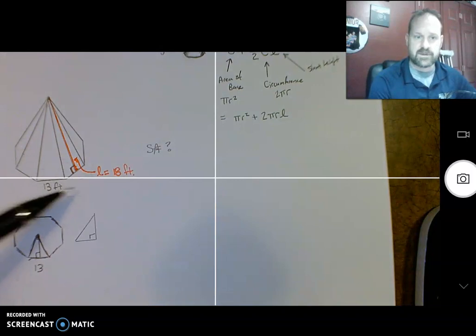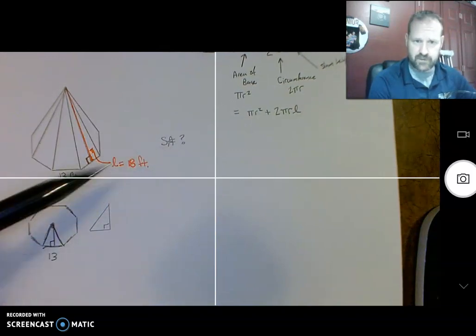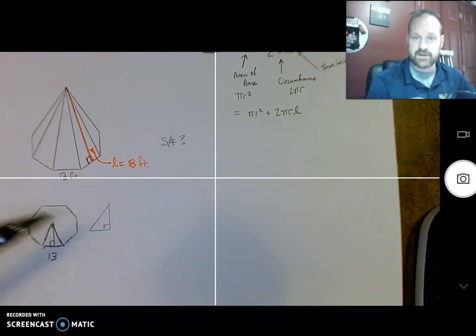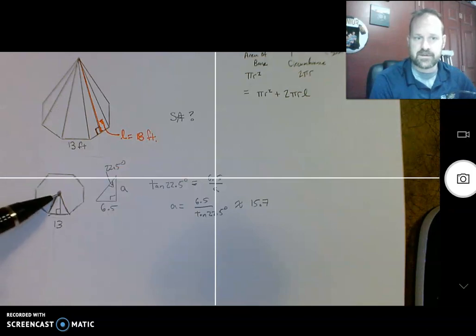Okay? So I'm going to go over the area of the base again, not real fast, because we've already spent a lot of time on this. This is the octagon. I'm going to take an octagon and divide it into the central angle. I need to find that central angle. 360 divided by 8 is 45. I'm going to take this triangle here and focus on that triangle. So the central angle is 45, but I'm going to divide this in half.